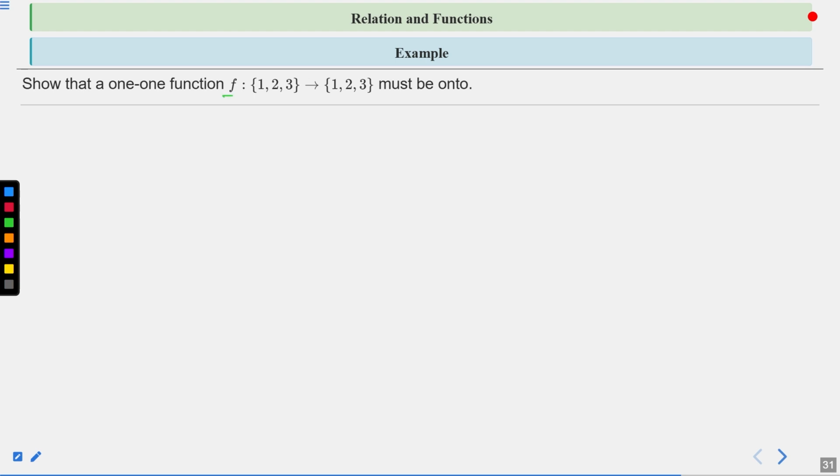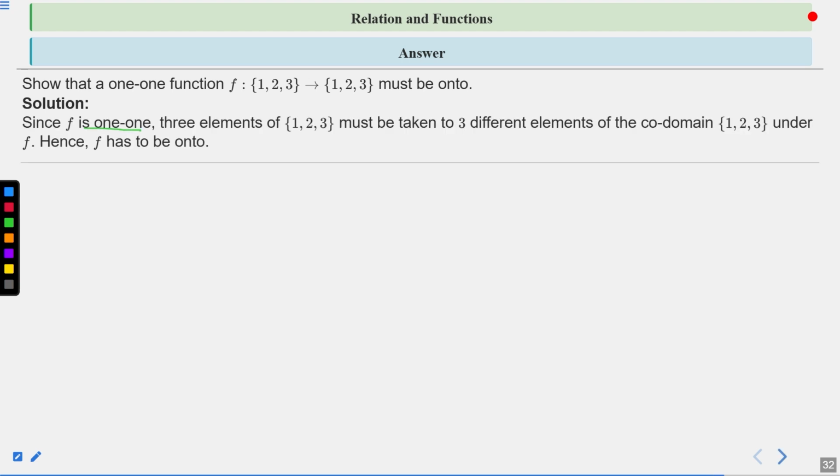Now, suppose this function defined from {1, 2, 3} to {1, 2, 3} is given to us, it is a 1-1 function, then we have to show that it must be onto. Very simple. Solution. f is 1-1, meaning 3 elements of this set {1, 2, 3} must be taken to 3 different elements of the codomain. Yes, so meaning we covered all the elements of the codomain set. So the range set is the same as the codomain set. So by definition, f has to be onto. Clear?